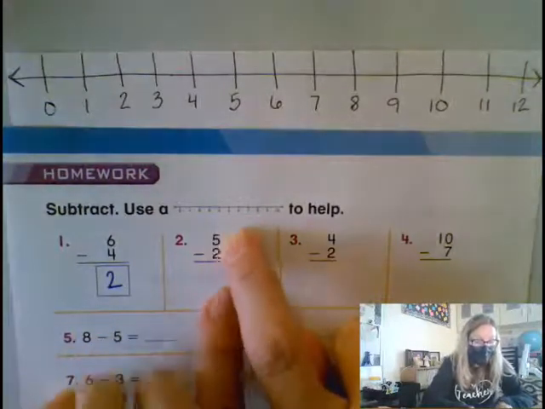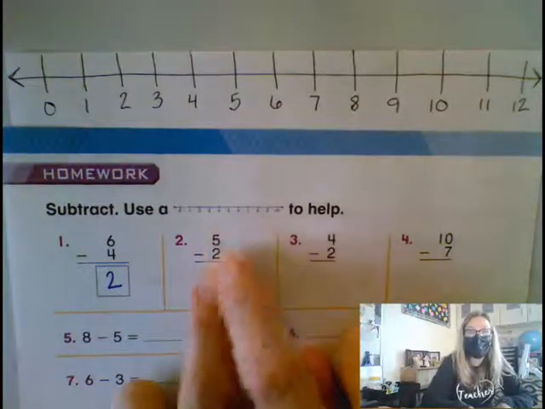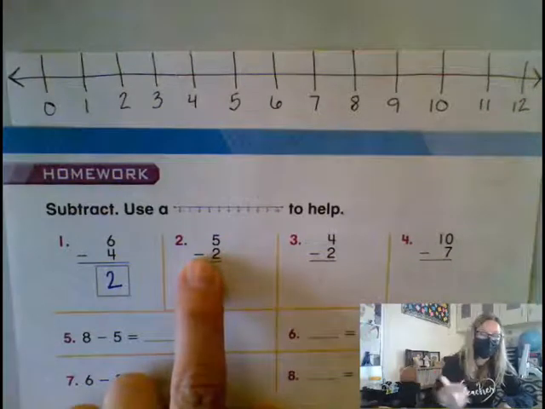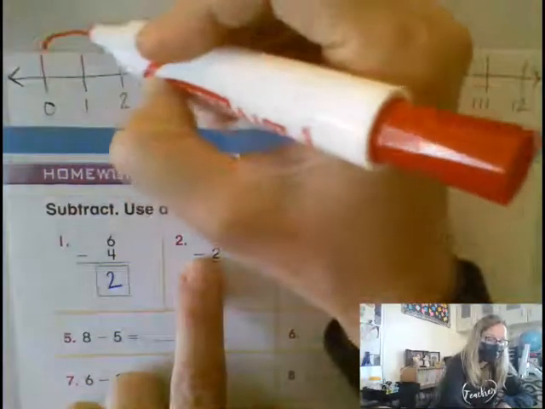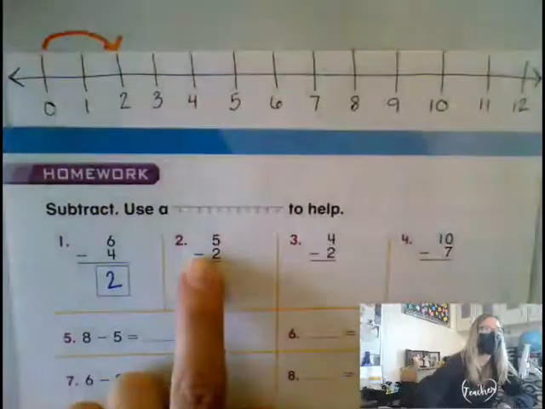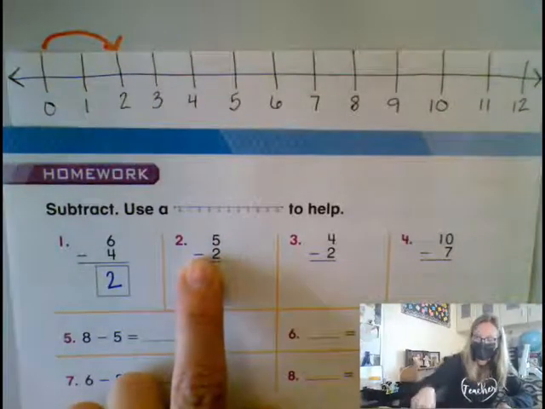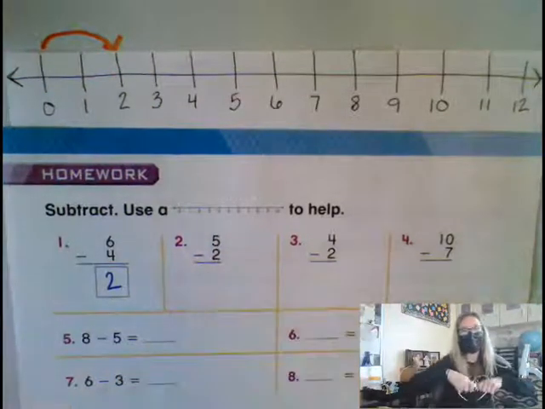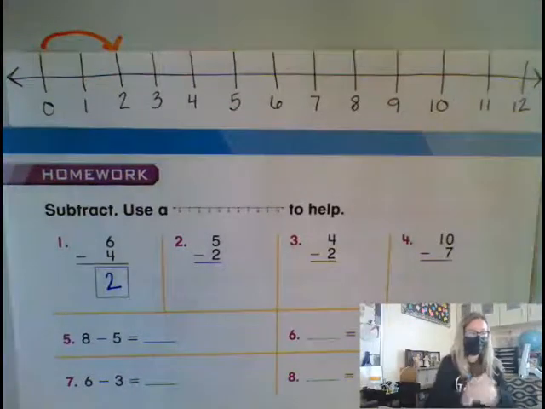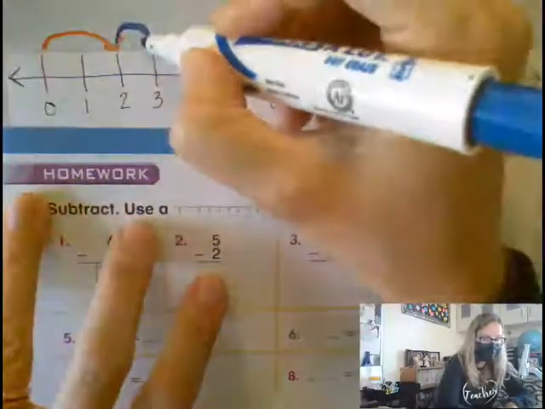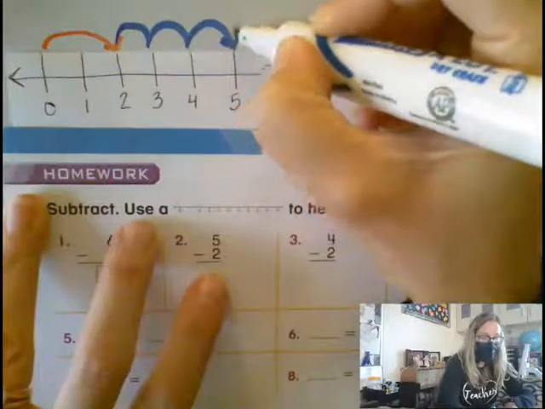5 is our big number. That's what we want to end up at. And we're going to start with 2 as our first part. So your first jump would be to 2. That's your first part. From there, you're going to take your little jumps all the way to 5. So we would go ribbit 1, ribbit 2, ribbit 3. I made it to 5.